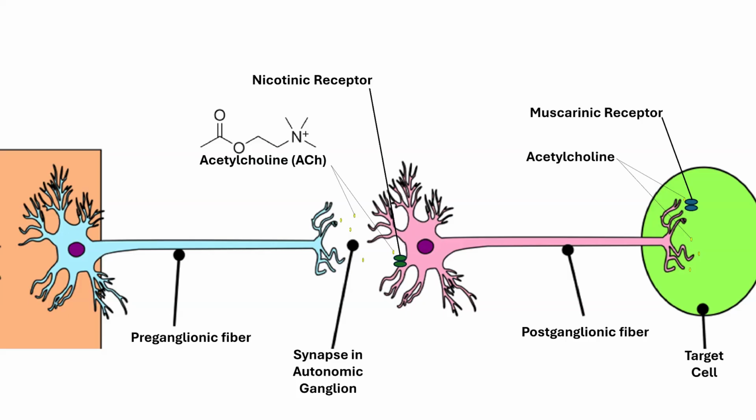Muscarinic receptors are found on all effectors that are regulated by postganglionic cholinergic fibers. This includes the target cells regulated by the parasympathetic division. The effect here can be either inhibitory or excitatory, depending on the receptor subtype.